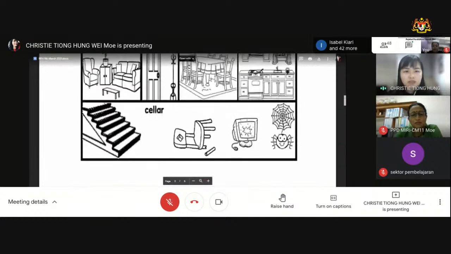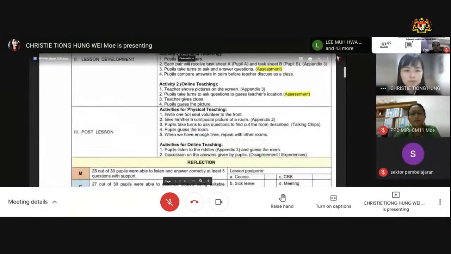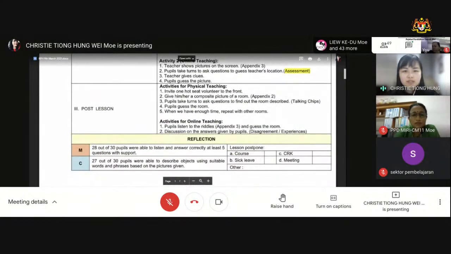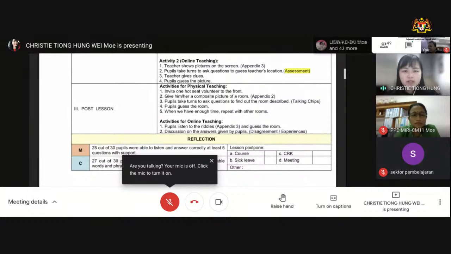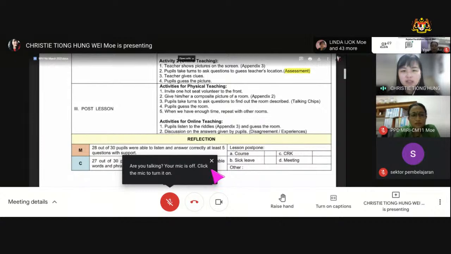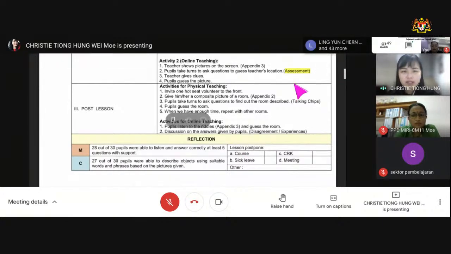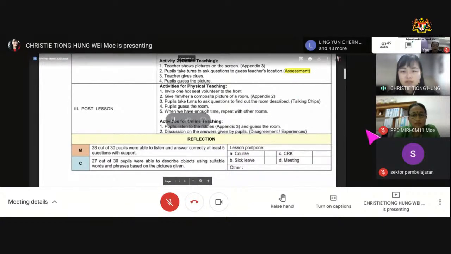All right. So the online one, later we will look at the video recording. Let's proceed with post lesson activities for physical teaching. Invite one hot seat volunteer to the front and give him or her a composite picture of the room. Then people take turns to ask questions to find out the room described. Each of them will have talking chips, which I made using ice cream sticks, meaning they only have one chance to ask or answer.